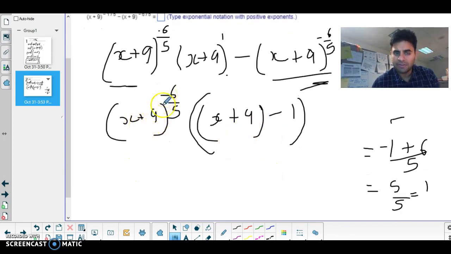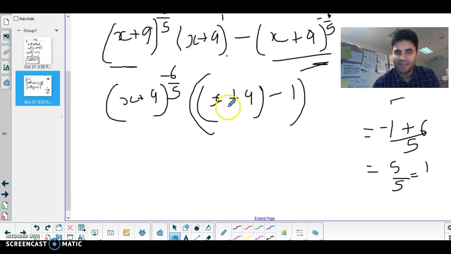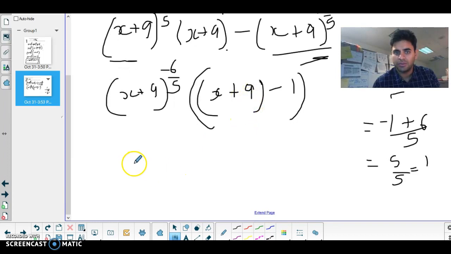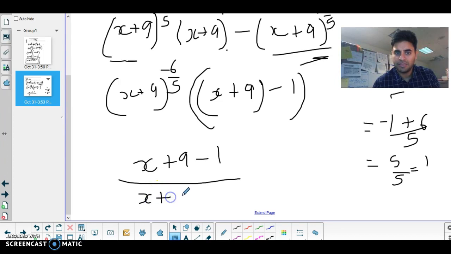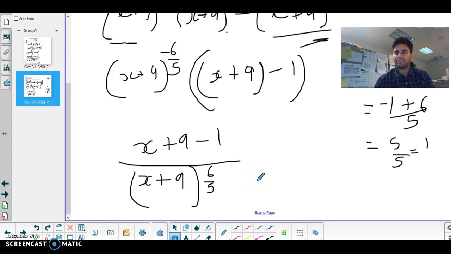This still has a negative exponent. If it has a negative exponent, this whole quantity is going to come down into the denominator. I'll just open this bracket. This is a 9, right? x plus 9 minus 1. So my final expression will be x plus 9 minus 1, divided by x plus 9 to the power, now that I've moved it to the bottom, positive 6 by 5. And that's what my answer will be.